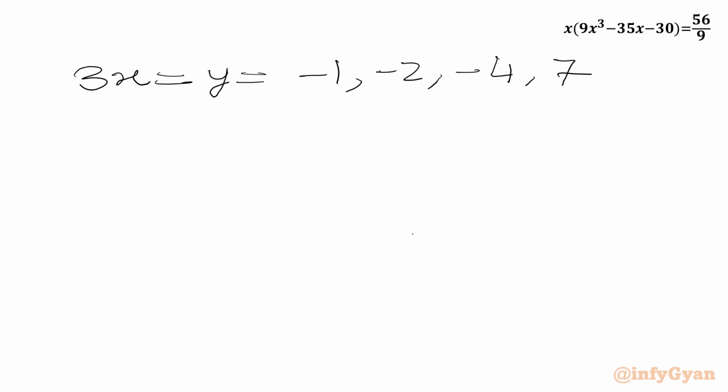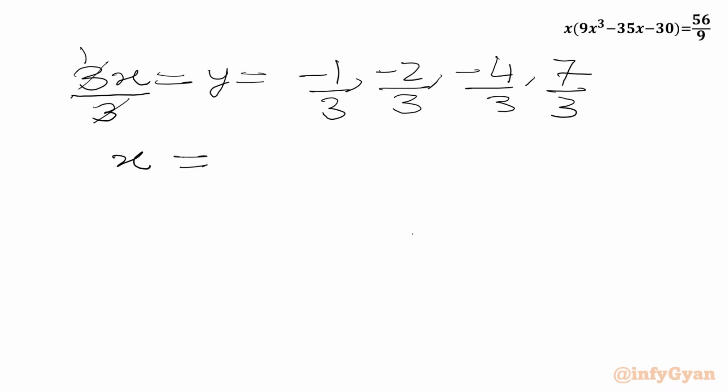Now to find the values of x, we have to divide by 3 both sides. So let's divide by 3. Here also we will divide by 3. Now 3 over 3 will be 1. 1 times x is x. So we have 4 real values of x. Minus 1 over 3, minus 2 over 3, minus 4 over 3, and 7 over 3.